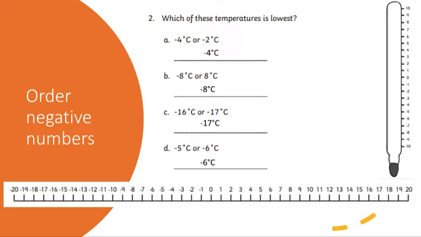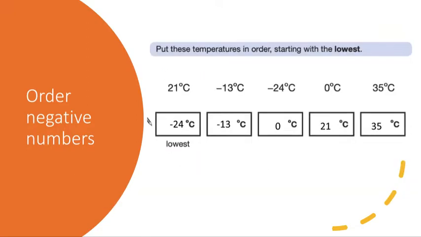Then which of these temperatures is the lowest? -4 degrees C, -8 degrees C, -17 degrees C, and -6 degrees C. And a final question from yesterday, put these temperatures in order, starting from the lowest. -24 degrees C, -13 degrees C, 0 degrees C, 21 degrees C, and 35 degrees C.